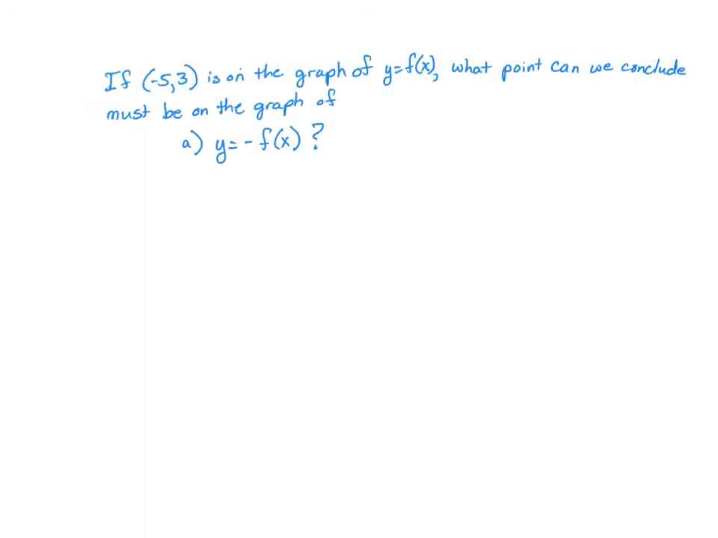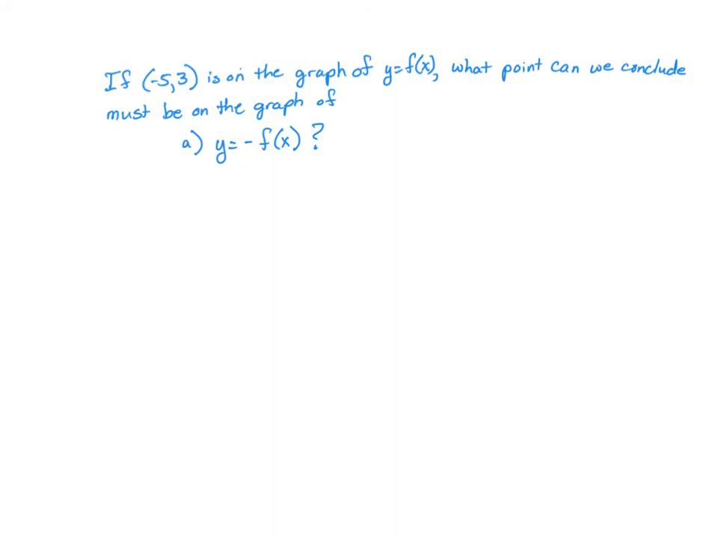We're going to look at this kind of a problem. Suppose it says if negative 5, 3 is on the graph of f of x, what point can we conclude must be on the graph of y equals negative f of x? Now, we could memorize formulas, but I just want to look at the graph. I hope you know at this point that this means there's a reflection across the x-axis.